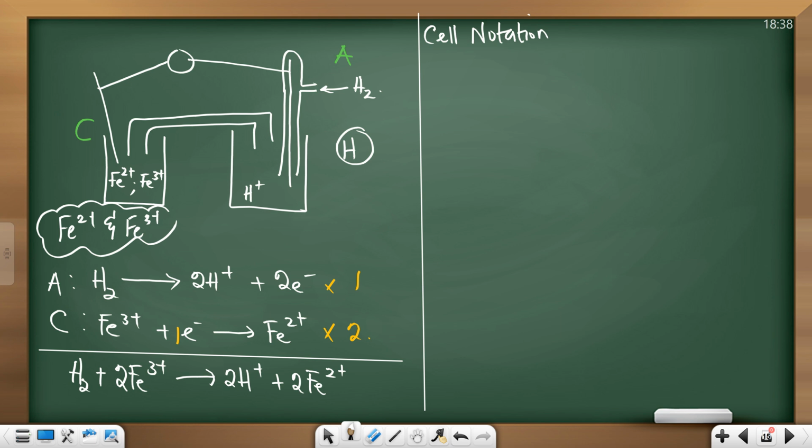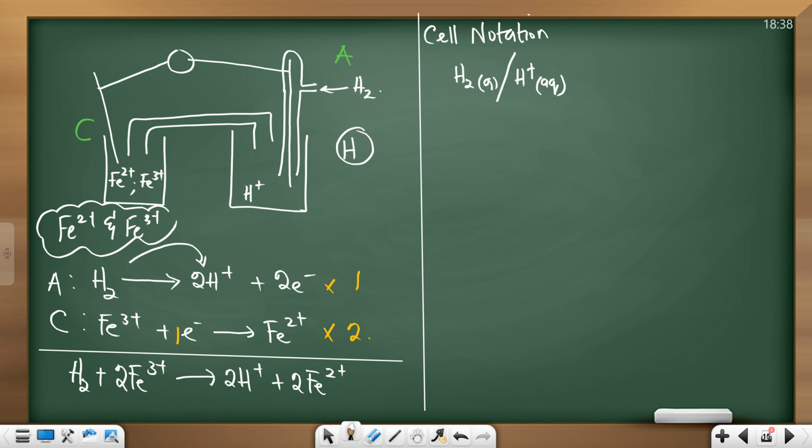What do we do? Start with the anode, right? So what do we have on the anode? H2. Don't be scared. Gas. What's next? H plus, which is what? Are we fine there? Yes. Okay. Don't be scared. All right. Phase change there. So what do we use?